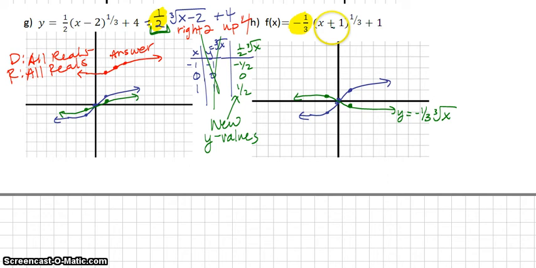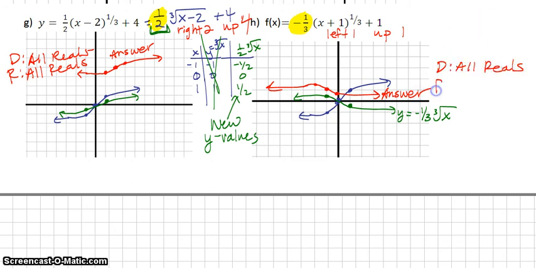Okay, now thinking about this translation, I'm thinking left 1, up 1. So I'm going to take my green graph and go left 1, up 1, for each of the points. Alright, left 1, up 1. I'm going to draw in my graph. It's getting a little tight, so I'll just write answer. And then again, domain is all reals.